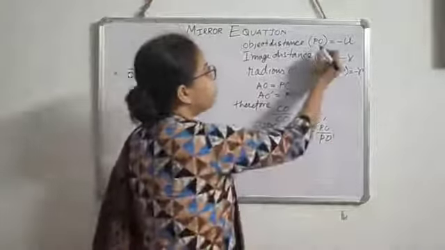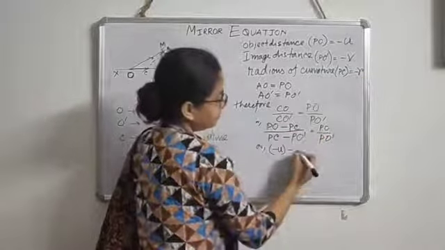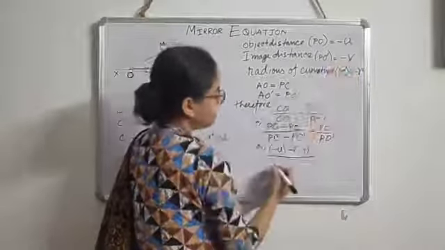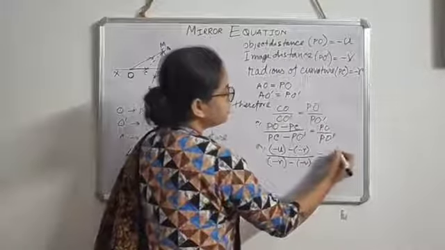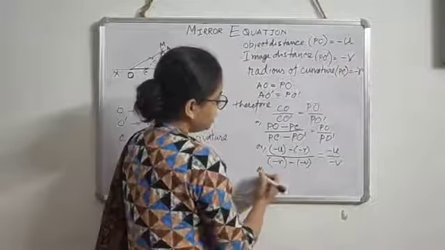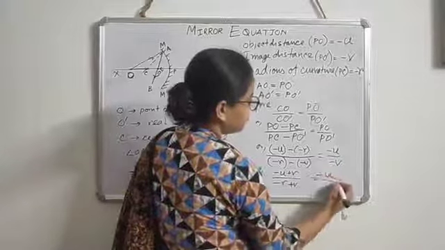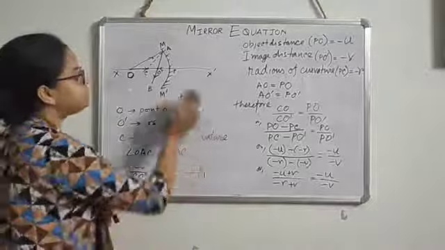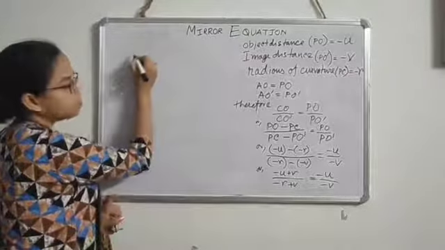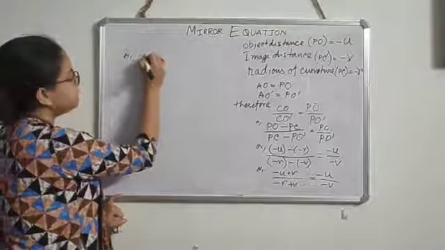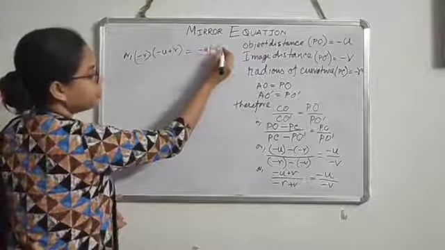Putting the above formula, we get that PO equals to minus U, PC equals to minus R, and PO dashed equals to minus V. Equating this formula, we get that minus U plus R divided by minus R plus V equals to minus U divided by V. Now, cross multiplying, we get that minus V into minus U plus R equals to minus U into minus R plus V.